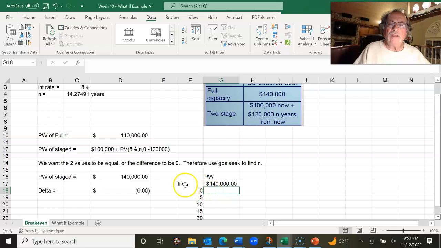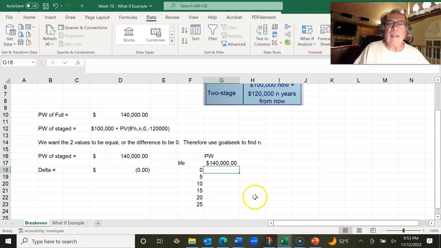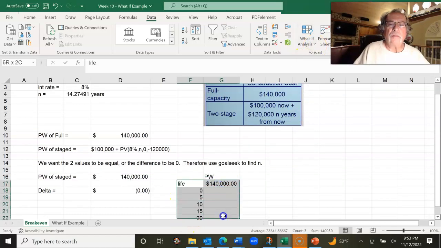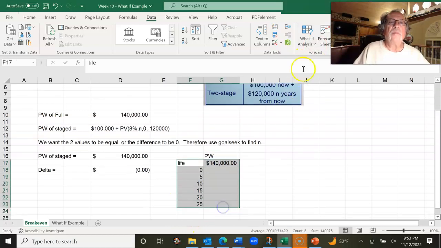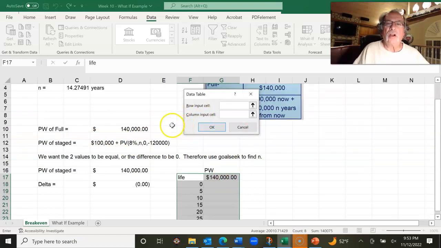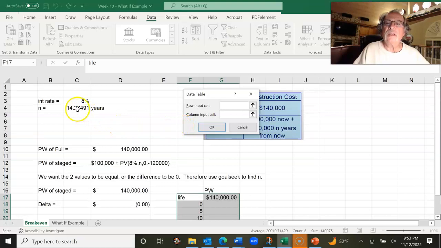And now what we can do is we can use a data table. And so we're going to highlight our data table, what if analysis, data table. We don't have a row input cell. Our column input cell is going to be our life. And this is the variable that's referenced in this calculation right here.